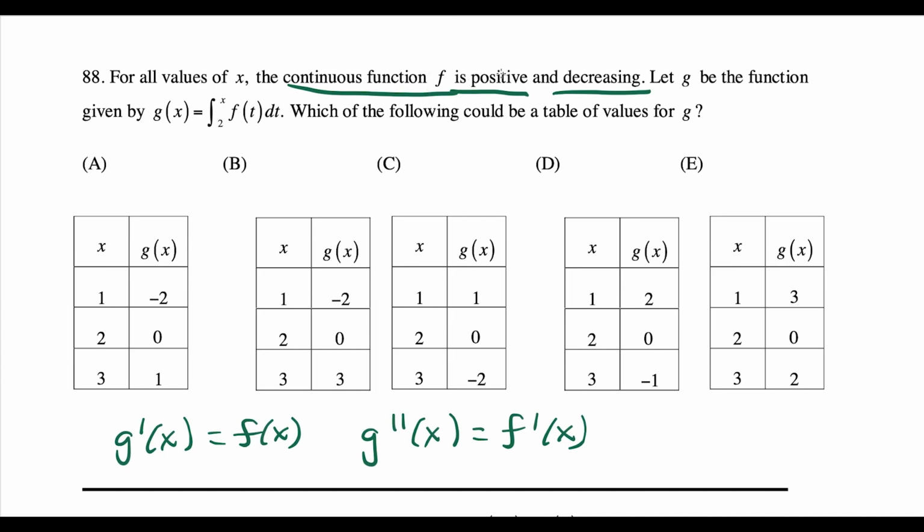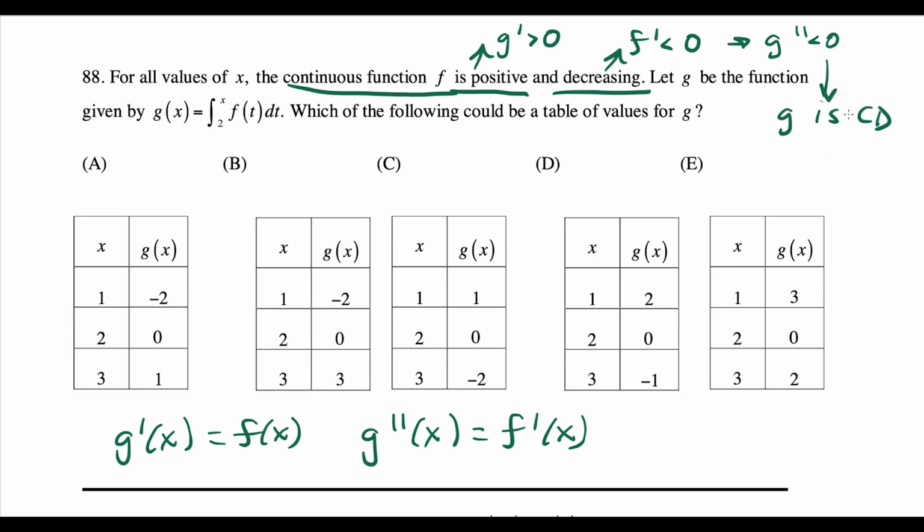And note they said f is positive. And if f is positive, what that means is that g prime is positive. So we have a few things here. F is positive tells us that g prime is positive. And if f is decreasing, that means that f prime is less than 0. And if f prime is less than 0, remember f prime is equal to g double prime. This means that g double prime is less than 0, which means g is concave down, which I'll abbreviate.